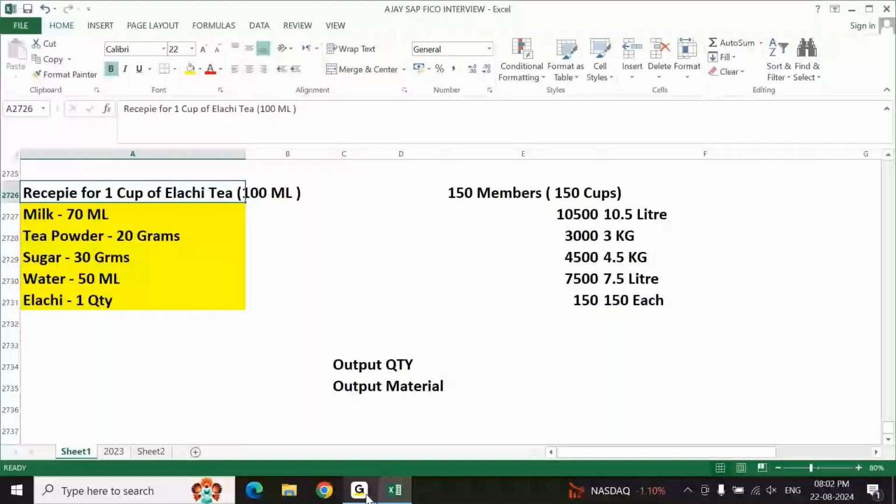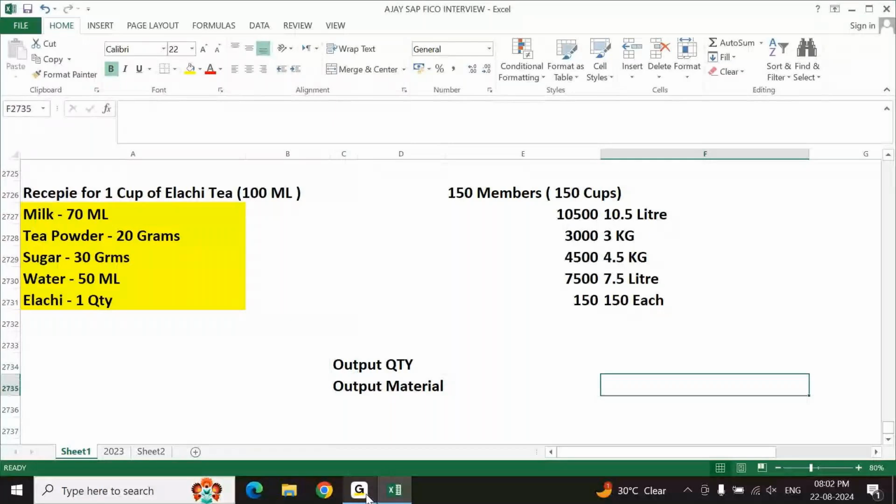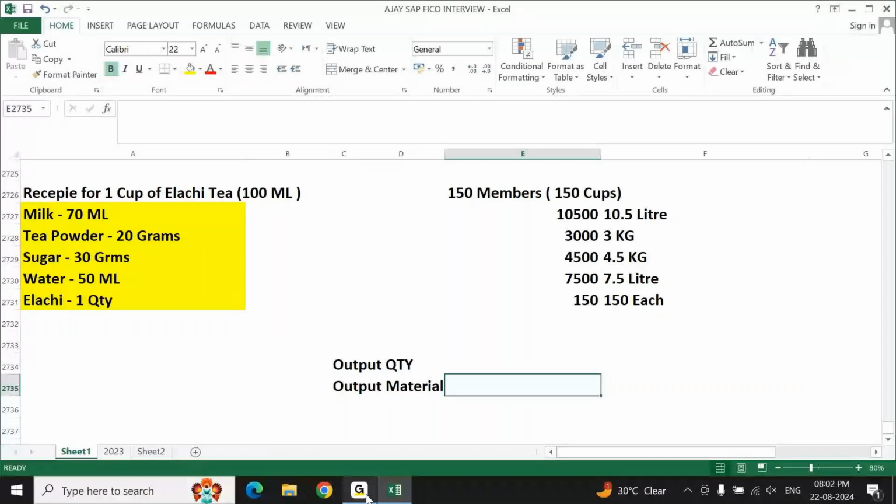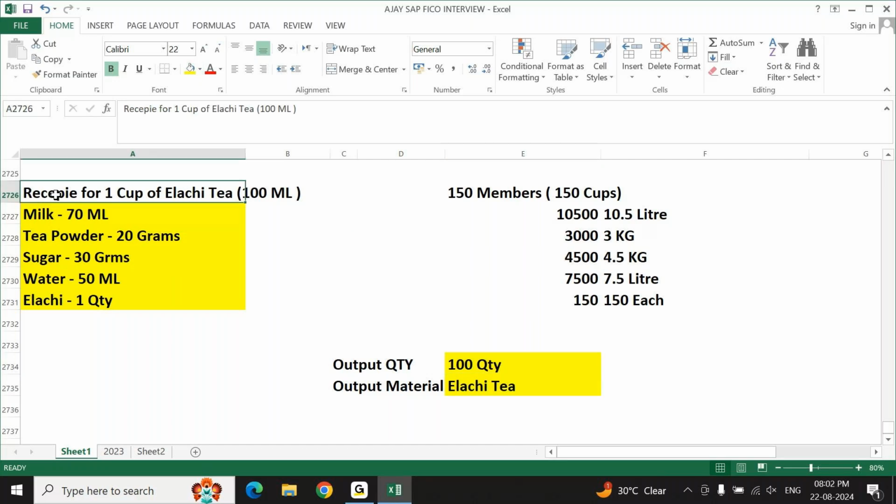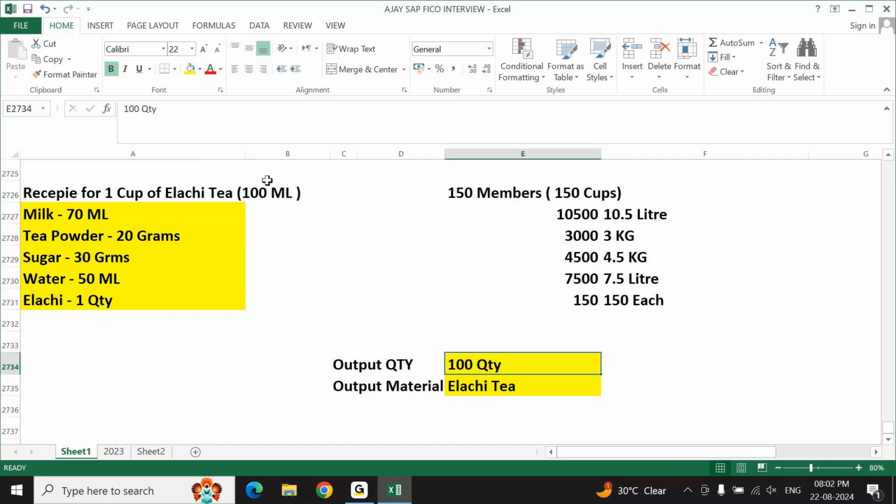Elachity tea. This is your material. This is called your output material. Output material is also called header material or BOM material. What is the output quantity? For example, I need to prepare 100 quantity. This is 1 cup, or I'll say 100 cups here. I'm just telling you 100 cups of tea I require.